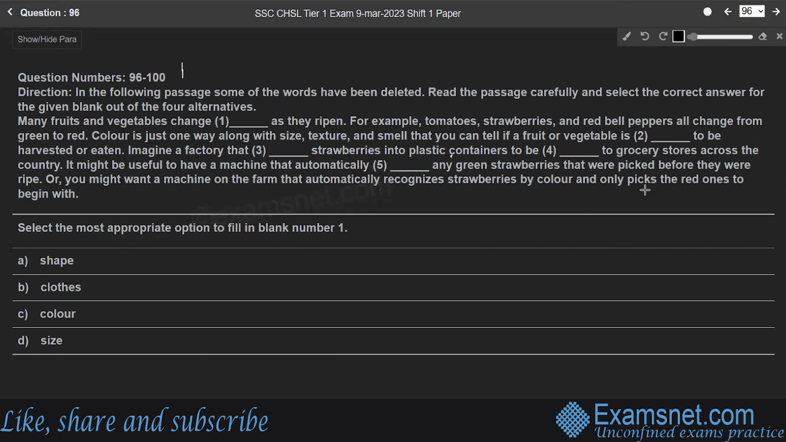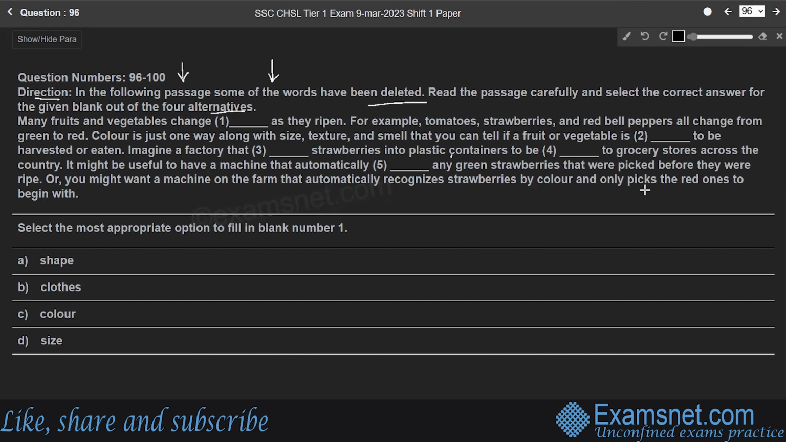Question 96 to 100 are based on the below information, right? So based on the below paragraph, here is the direction. In the following passage, some of the words have been deleted. Read the passage carefully and select the correct answer for the given blank out of the 4 alternatives. So here, let us read out the passage.